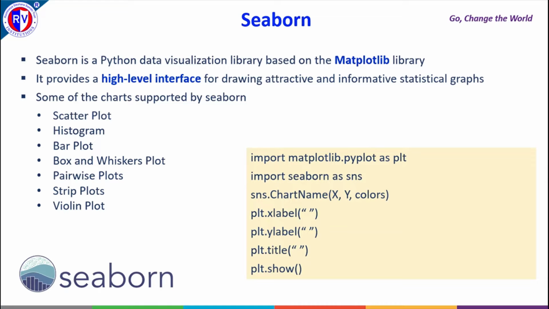The very first step is we have to import the matplotlib library, and next we have to import the Seaborn library as follows: import seaborn as sns. We know that sns is nothing but an alias name for Seaborn. In order to plot the chart, we have to make use of the alias name of Seaborn, which is sns dot, and we should specify the chart name. Here the chart name may be scatter plot, histogram plot, bar plot, etc.